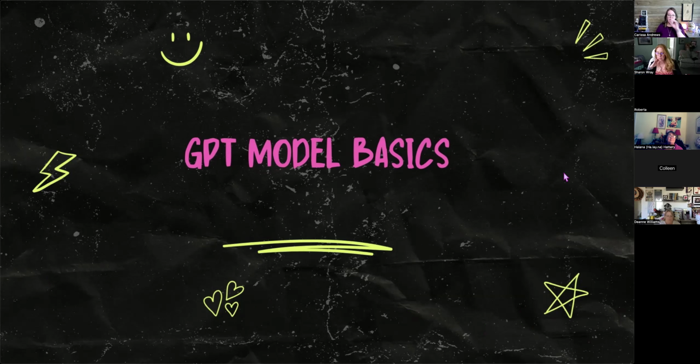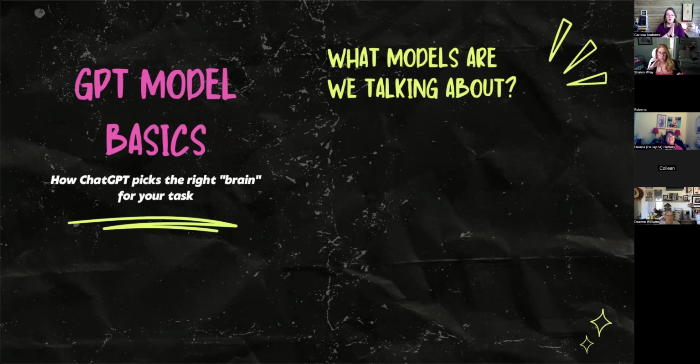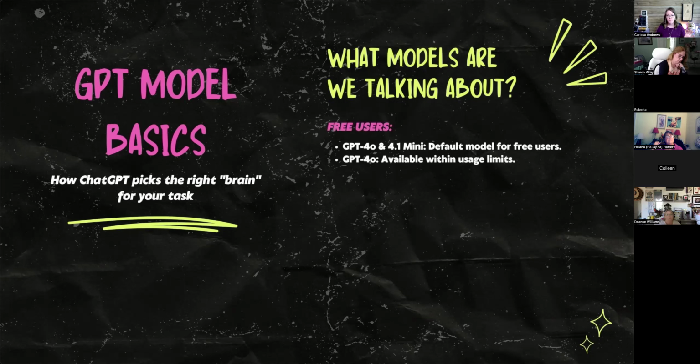All right, here we go. So we're going to talk about those model basics, because this is how ChatGPT picks the right brain for the task. Those modes are where you're going to be asking the questions and doing all of the work. But the model is super important if you want a more crisp or clear answer coming back from ChatGPT. So for free users, you only have access to 4.0 and 4.1 minis.